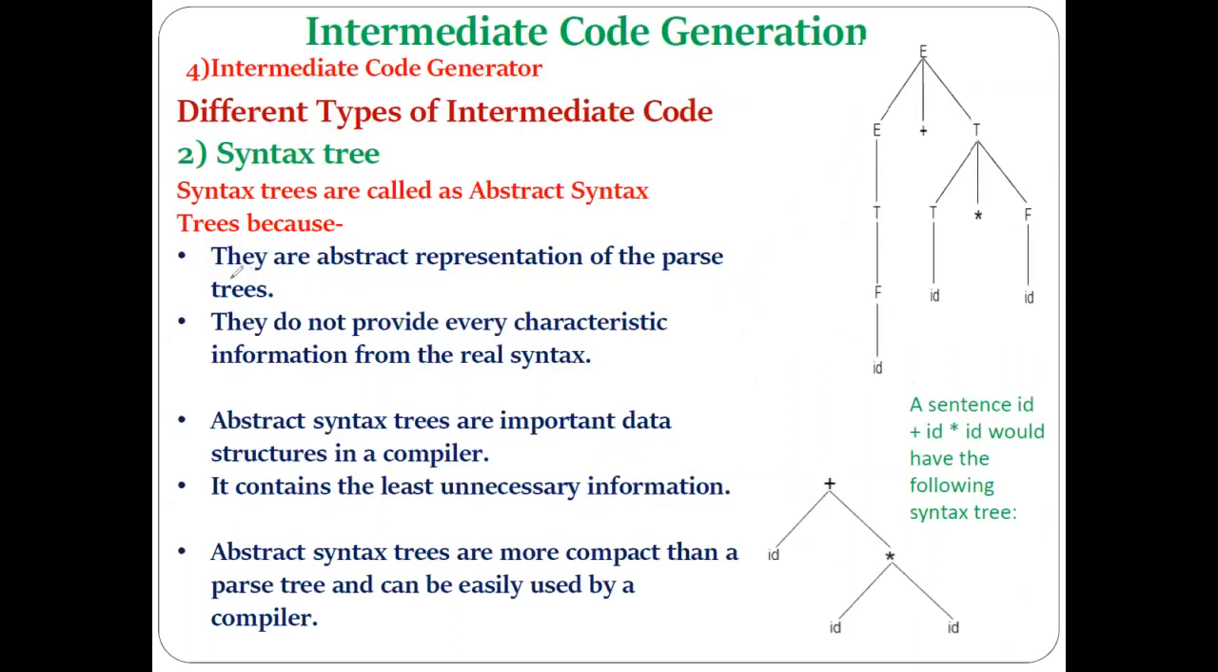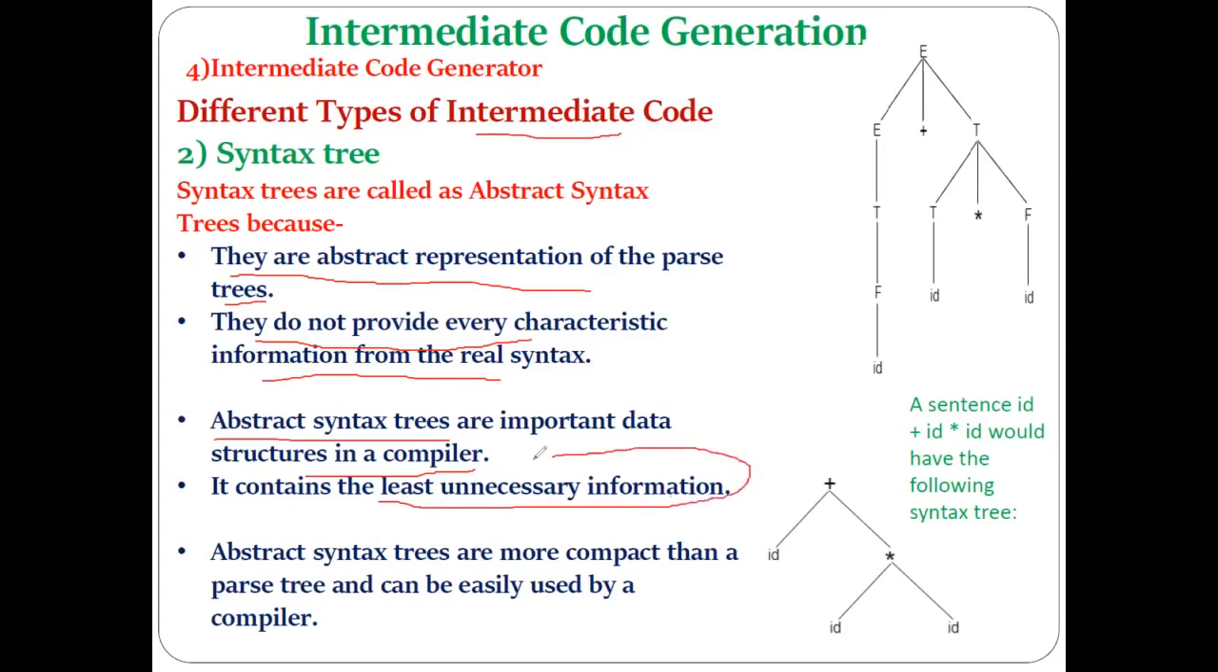Here also I have mentioned: the syntax tree is an abstract representation of the parse tree. That is the reason it is also called an abstract syntax tree. The syntax tree doesn't provide every characteristic of the real syntax; it just provides the required characteristics, and that is why the abstract syntax tree is an important data structure in the compiler for intermediate code. As I said, it contains the least unnecessary information, meaning it contains only the necessary information. Maximum information shown in this graphical representation is necessary for the compiler. So as I said, abstract syntax trees are more compact than parse trees.